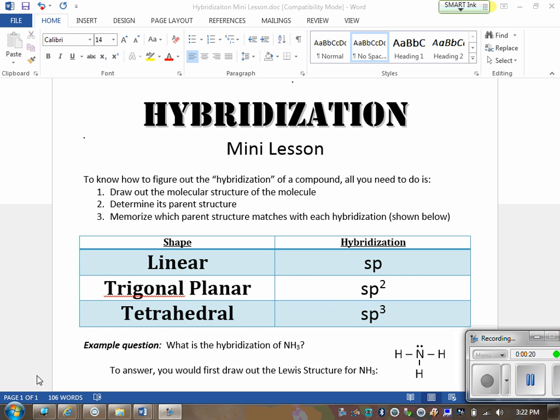So for example, you have a question here that says, what is the hybridization of NH3? So we draw out our molecule following our rules for molecular drawings. If you need help with that, let me know. Everything's octet is satisfied. So this is what the molecule looks like for NH3.